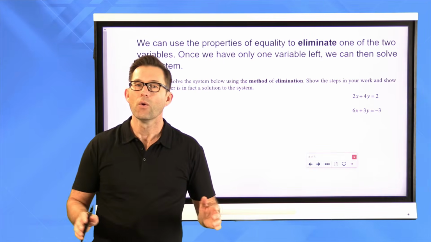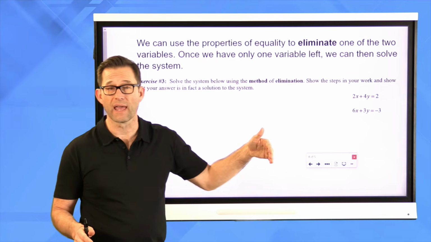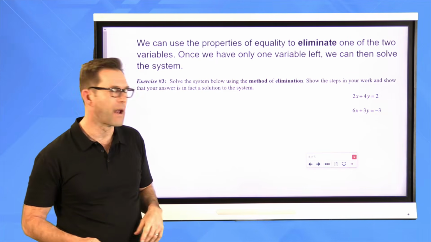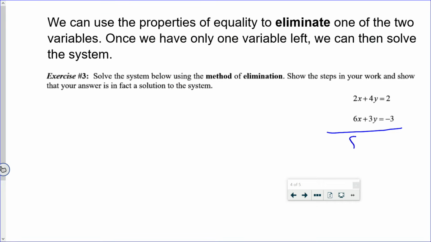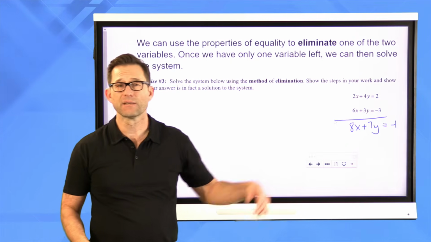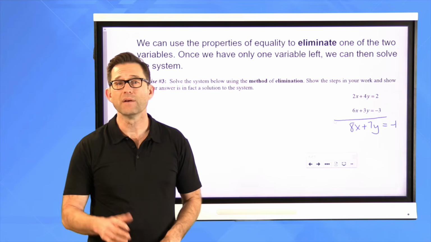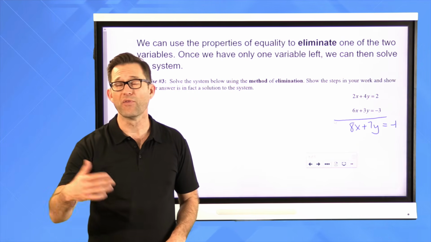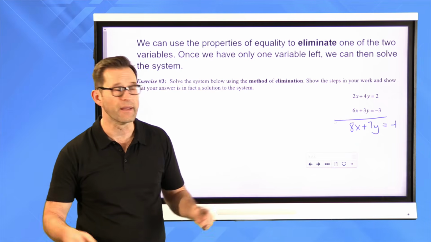Okay, well look, ideally, what I'd love to be able to do is just add the two equations together. But let's see what would happen if I did that right now. If I added these two equations together, I'd have 2x plus 6x, which would be 8x, 4y plus 3y would be 7y, and 2 plus negative 3 would be negative 1. Now that's a perfectly good equation, but it doesn't do anything for me, because both of the variables are still there. Both the x is there and the y is there. So, yeah, not great.